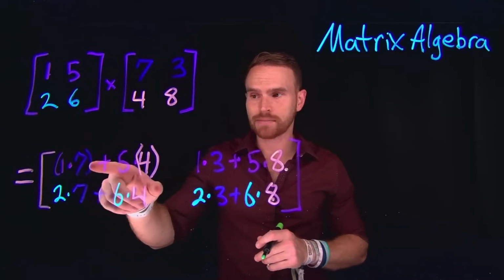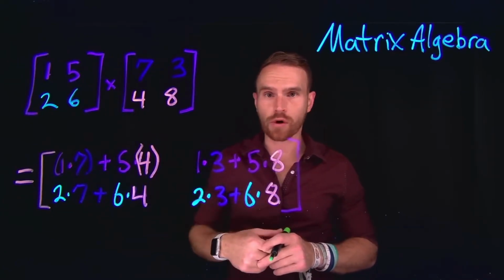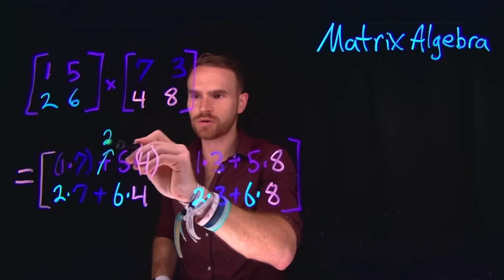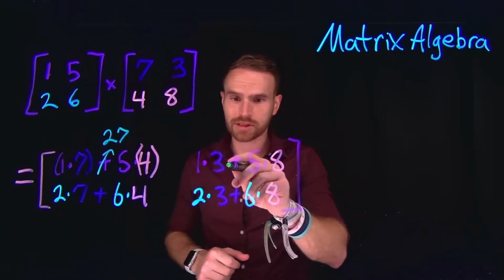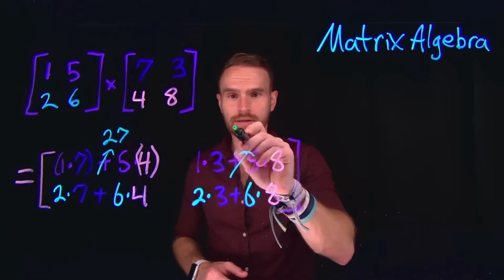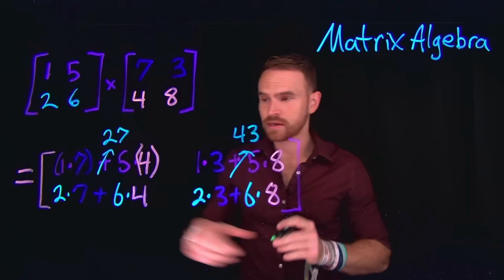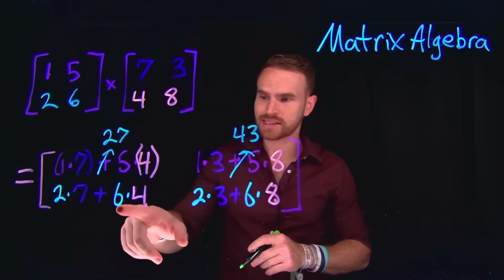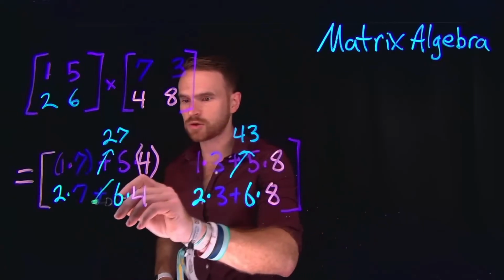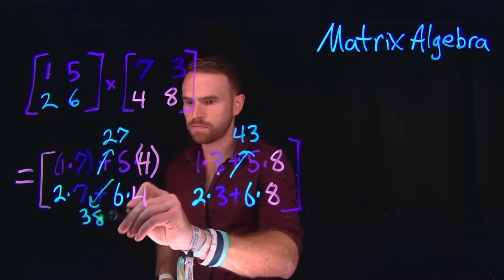So 1 times 7 plus 5 times 4 gives us 27 because we have 7 times 20. So this value is going to become 27. 1 times 3 plus 5 times 8 is going to give us 43. So that number is going to be 43 there. 2 times 7 is 14. 6 times 4 is 24. So 14 plus 24 gives us a total of 38. So this will be this value here.